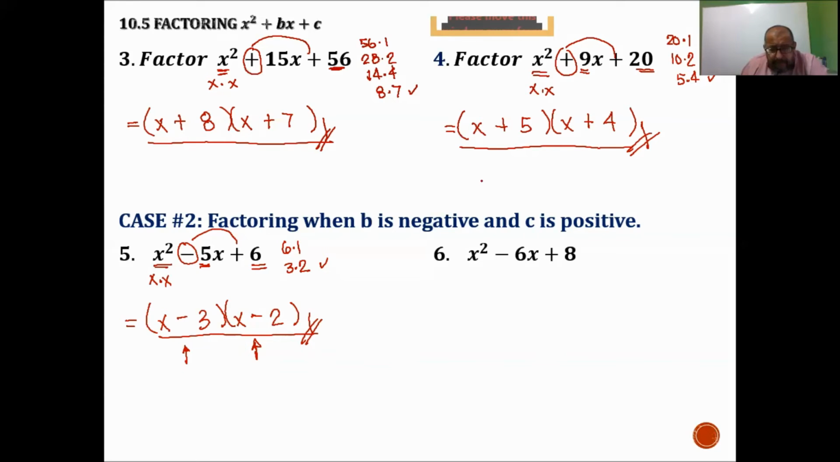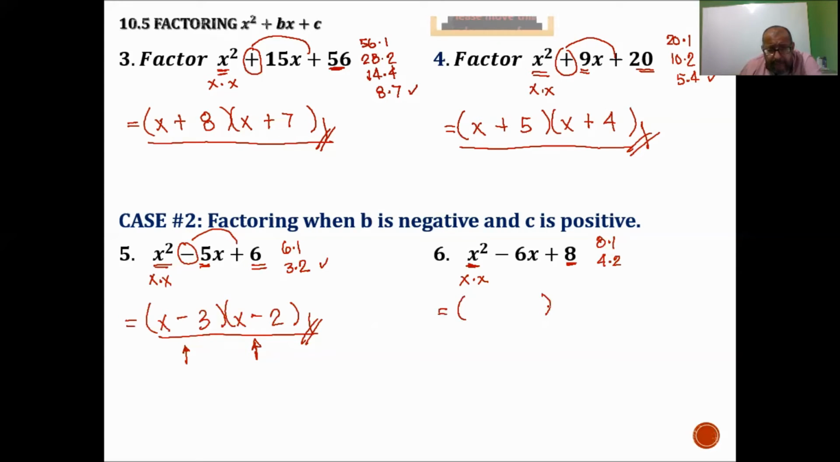In example number 6, we have another situation very similar to the first one. So we break up x squared into x and x. Then we break up 8 into all its possible combinations, 8 and 1, 4 and 2. And then we start opening up the parentheses, okay?